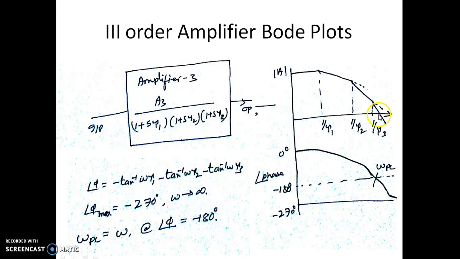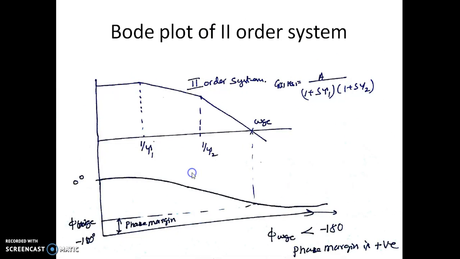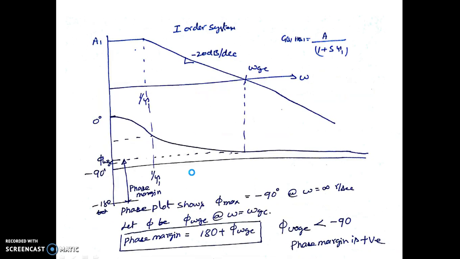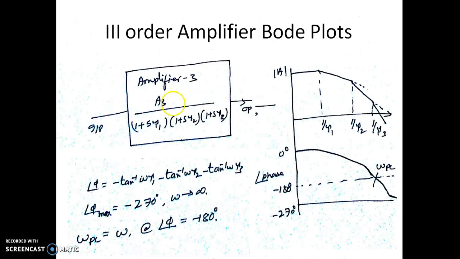So we know that the phase equation is given by minus tan inverse of omega tau 1. As per these three poles, we are going to have three terms corresponding to the phase. One corresponds to the first pole, which has its time constant as tau 1. The second pole has a time constant of tau 2. The third pole has a time constant of tau 3.